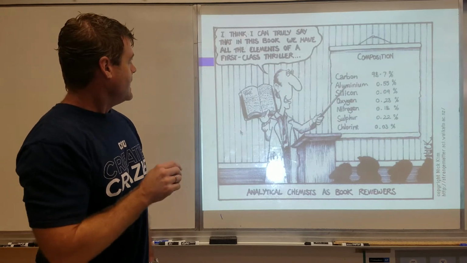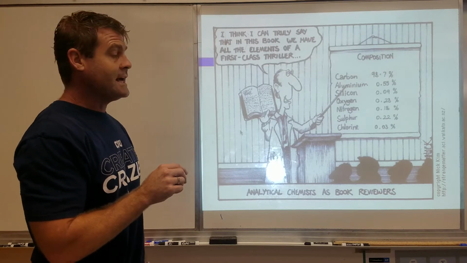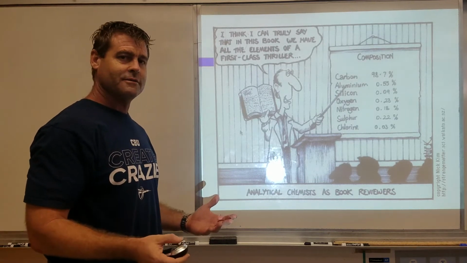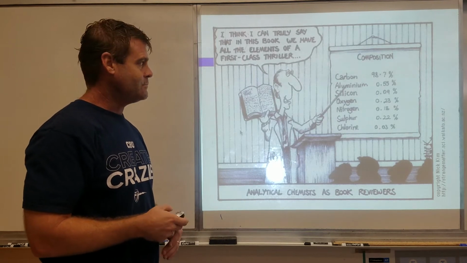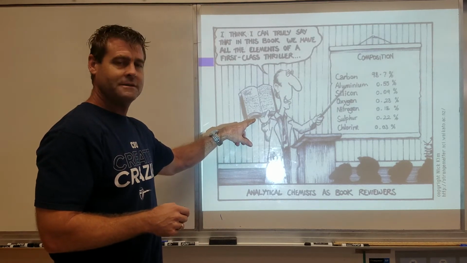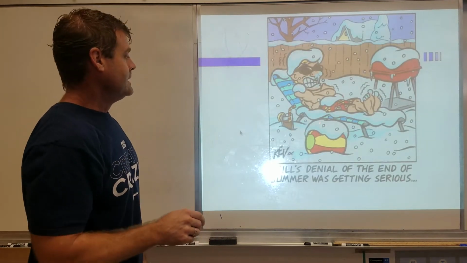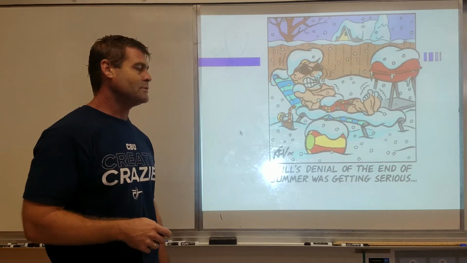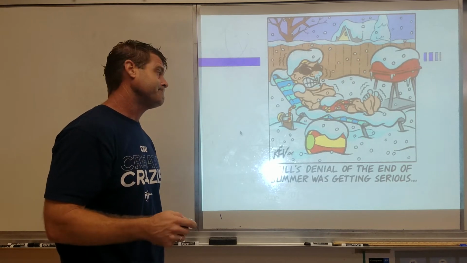He says, I think I can truly say that in this book we have all the elements of a first-class thriller. Analytical chemists as book reviewers. There's a book reviewer, they review the book and the plot and all that, but he's an analytical chemist. He's actually breaking down the chemical composition of the book itself. See, it's primarily carbon. It says Bill's denial at the end of summer was getting serious. He's determined to prolong summer. You guys like that? Well, our summer was gone a long time ago, right?